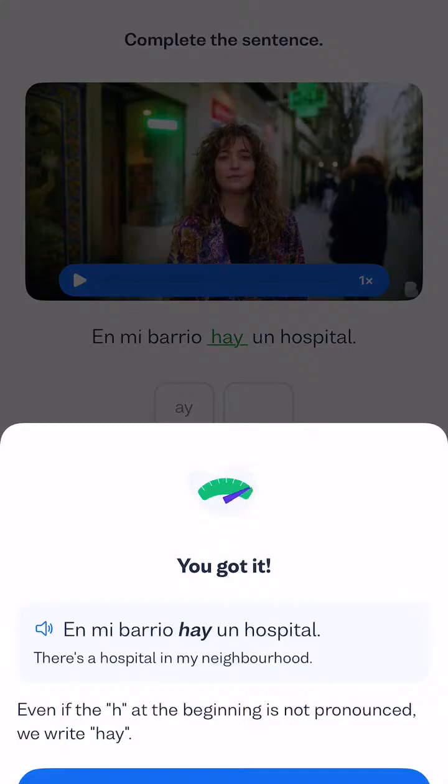Especially because they won't know. So that's the best way to go about it.